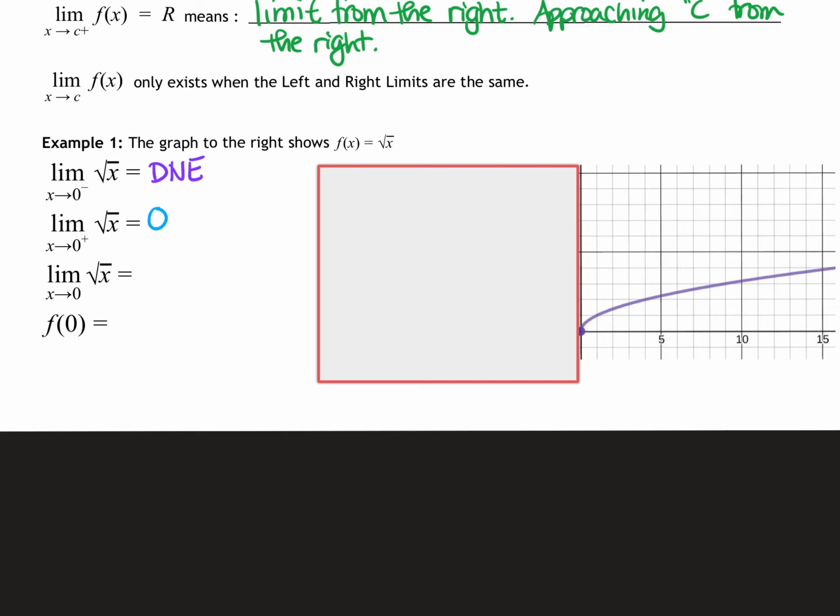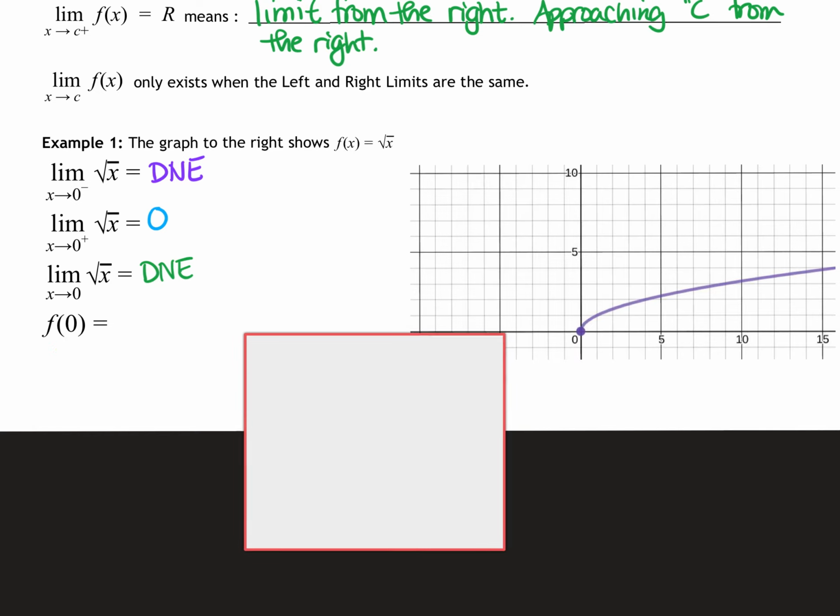Now, the key is if these two things are not the same, then the limit does not exist overall. So I would say at this point, because the limit from the right side and the limit from the left side are different, my limit does not exist. All right. And then next, let's evaluate the function. So I'm going to actually move this so I can see the graph. Okay. So now I want to evaluate my function. What is the output when the input is 0? And I look at my graph and it's actually 0.